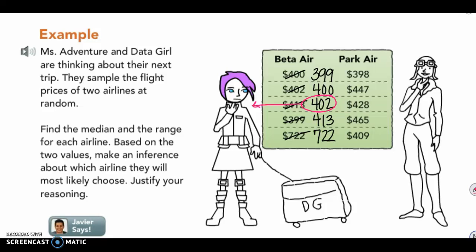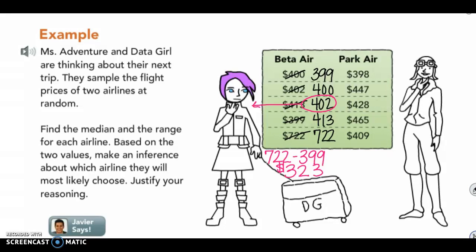To find our range, we are going to subtract our lowest number from our highest number. So that's 722 minus 399. And that's going to give us a range of $323. So that tells us that the range of ticket prices, or the ticket price, can vary by $323.